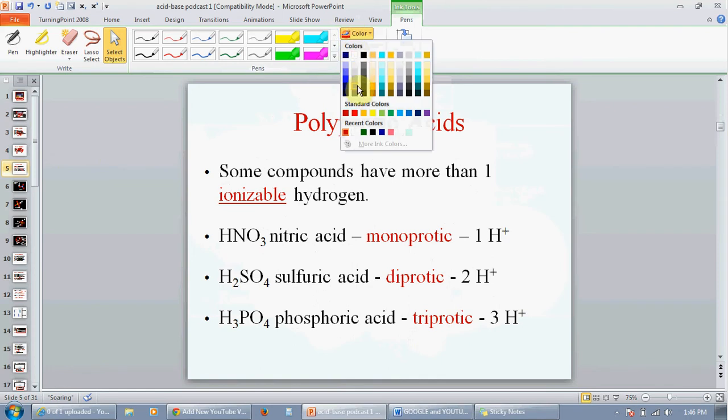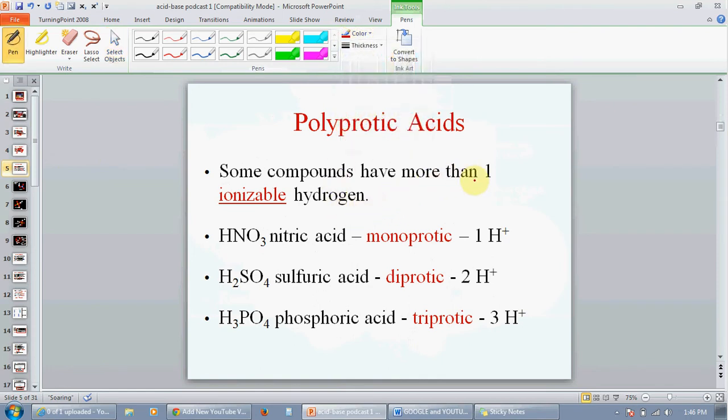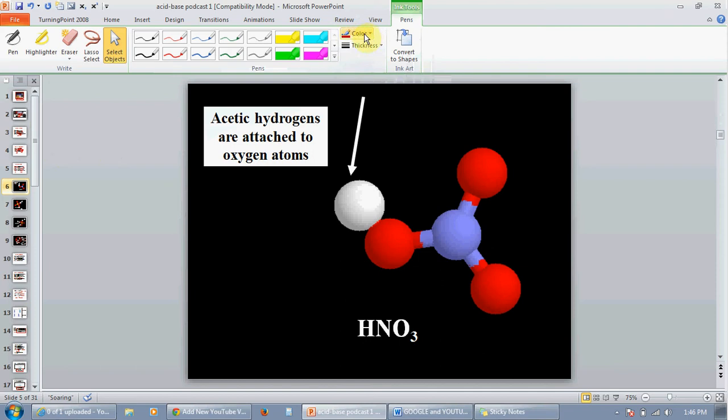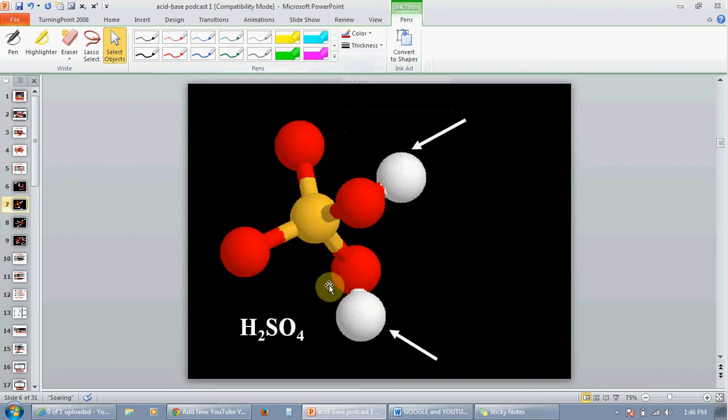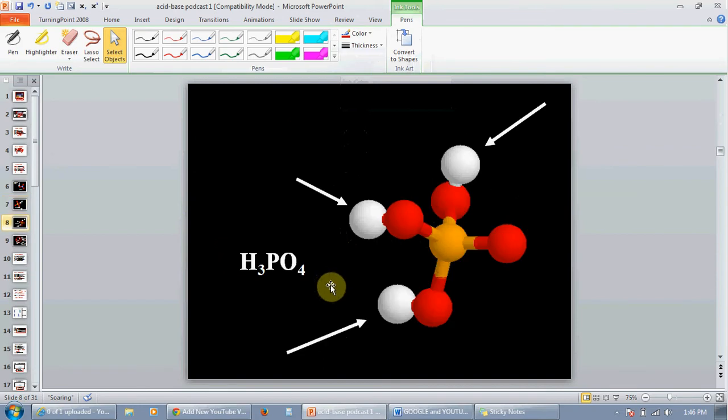Your polyprotic acids are simply acids that have more than one ionizable hydrogen. Again, H2SO4, H3PO4, di- and triprotic acids. You need to recognize that those acid hydrogens are attached to the oxygen in the structure. So the acidic hydrogen is always attached to an oxygen.